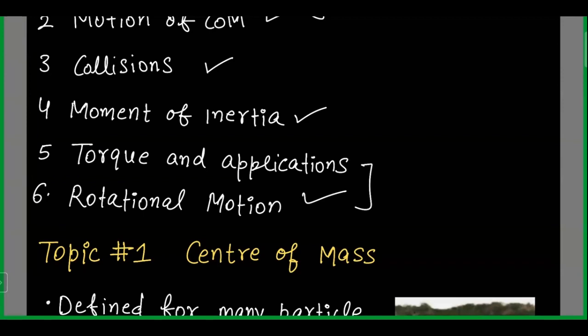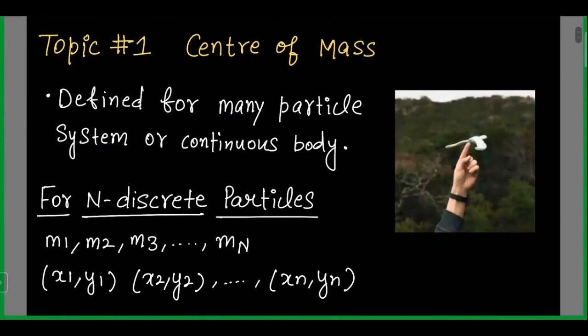Okay, so let's start. Number 1 topic is center of mass. So what is center of mass? As you can see, this person is holding a plastic bird on his finger. He is balancing the bird on his finger. The point where he is balancing this bird is known as center of mass or center of gravity.